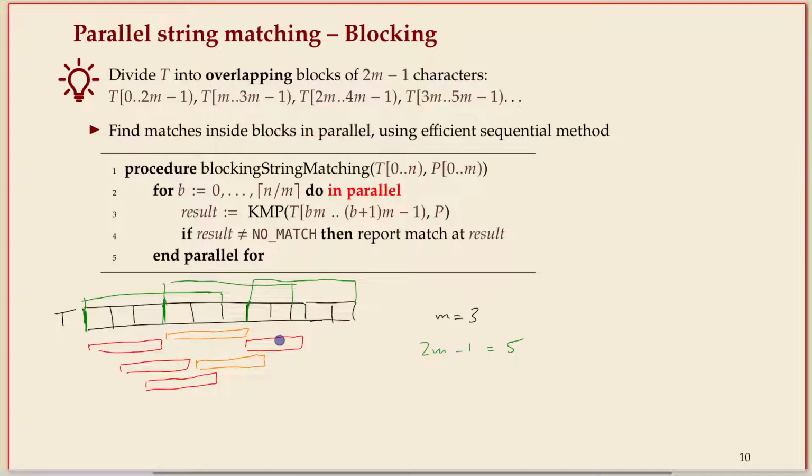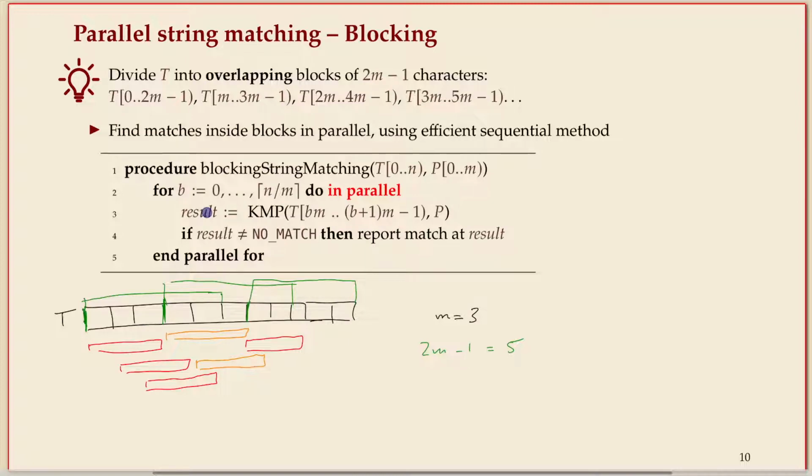OK, so it's a simple picture proof that no matter what you do, one of the blocks will always see an occurrence of the pattern if there is one. With that preparation, the algorithm is really simple. You just iterate over all the block IDs if you want, and compute what is the portion of the text you have to look at. That's these 5 characters in our example. And you can use, say, the KMP algorithm to check if the pattern occurs in there.